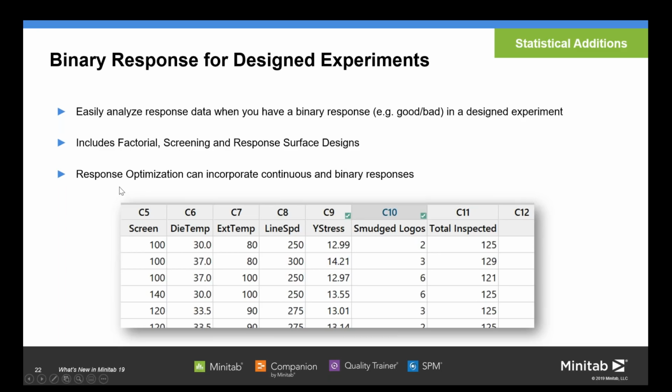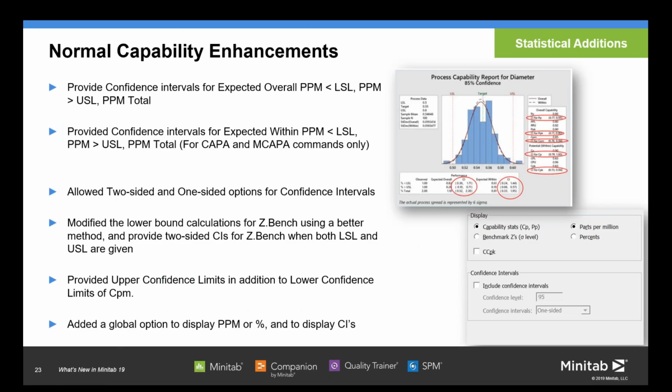The benefit of that is response optimization. So when you get to that point where you need to optimize both your continuous and binary response, it's very easy to do that now with Minitab 19. That was a more difficult thing to do with Minitab 18.